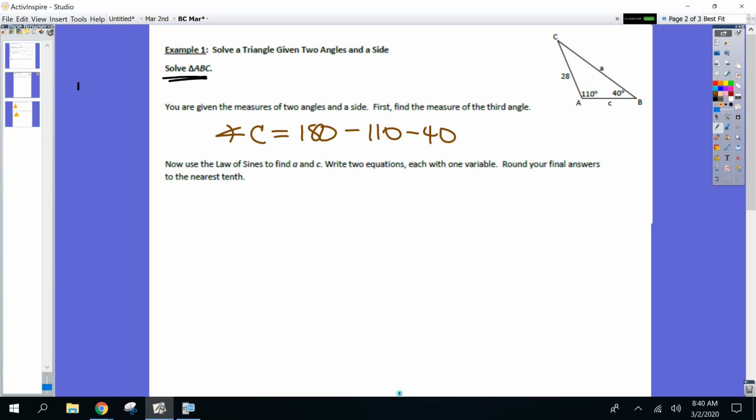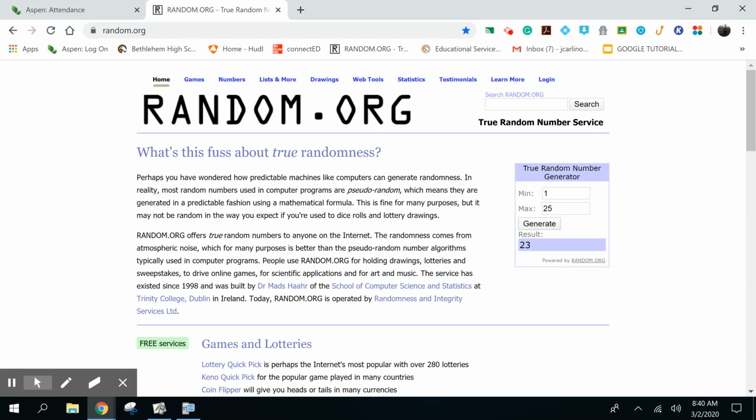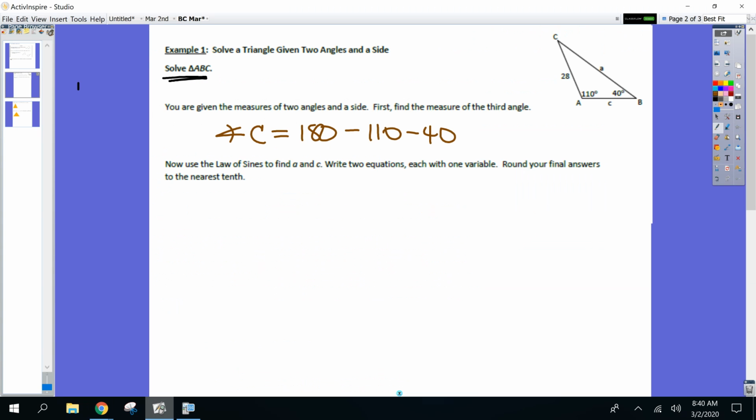And just so I can hear from some of your lovely voices, angle C, 23, 30 degrees. There it is. Now let's get to the sides. Everyone understand why I can't use anything we've done so far this unit? It's not a right triangle. All that stuff means nothing right now. So I need something else.